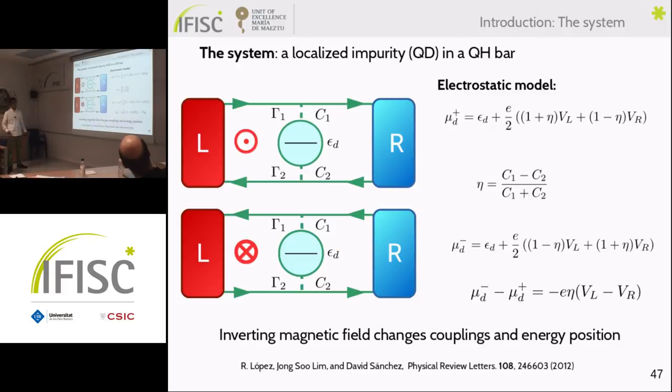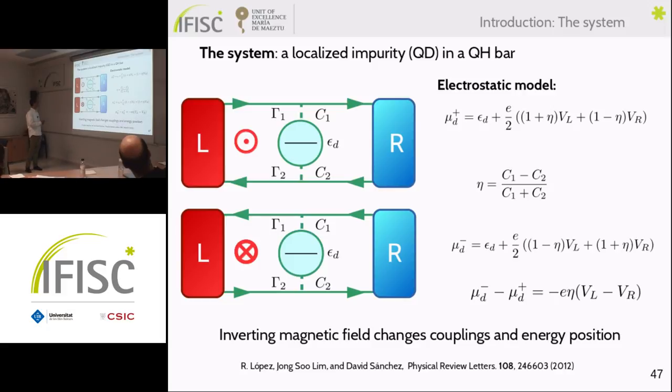So our goal now is to use a quantum system, in this case, a quantum dot or localized impurity in a quantum Hall bar. So you see here the chiral edge states connecting the two different reservoirs. And you can see that you have capacitive coupling between the electrons in the quantum dot and the electrons occupying the different chiral edge states.